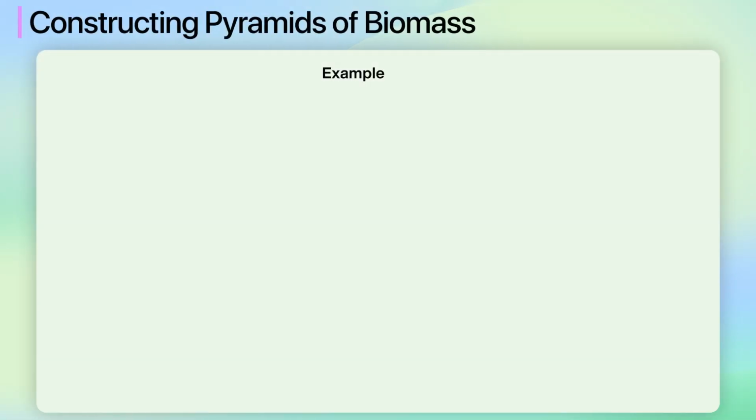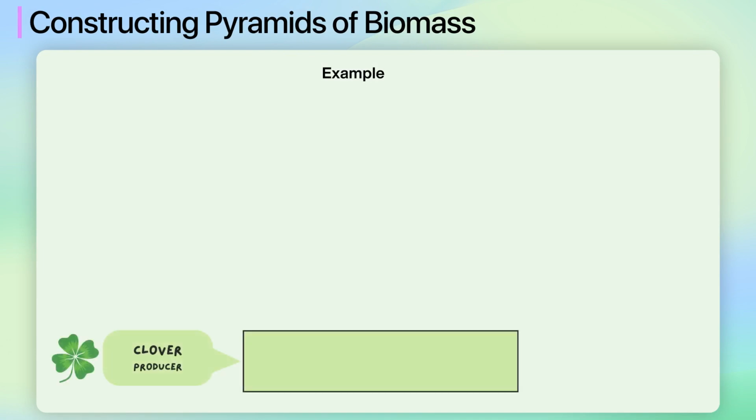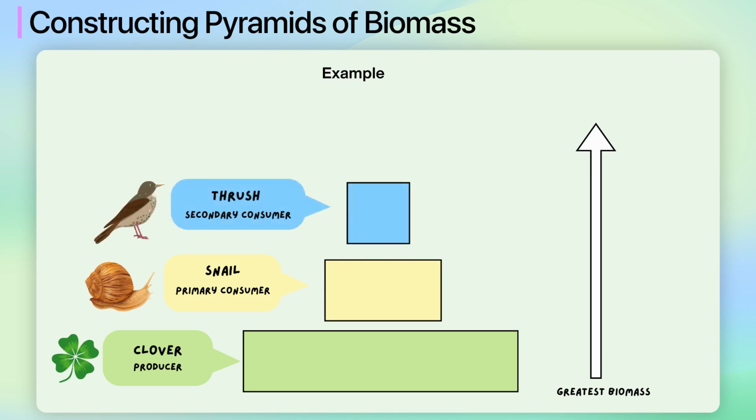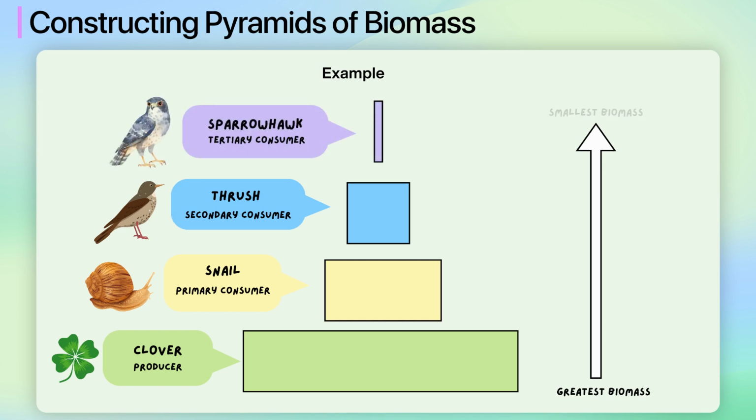For example, a typical pyramid of biomass might look like this. The bottom bar is producers, like clover, with the greatest biomass. The next bar is primary consumers, like snails, with less biomass. Then we have secondary consumers, like thrushes, and finally at the top, tertiary consumers, like sparrowhawks, with the least biomass.